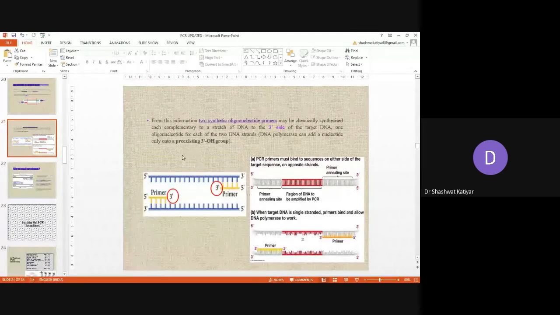Next, there are two synthetic nucleotide primers, which may be chemically synthesized, each complementary to a stretch of DNA to the 3' side of the target DNA. One oligonucleotide for each of the two DNA strands can be extended with the help of the polymerase enzyme. One strand is 5' to 3', and the other complementary strand is 3' to 5'. The primer binds on the 3' end. So this is a 5' to 3' primer, and here is a 5' to 3' primer, and this primer will extend the DNA chain with the help of the DNA polymerase enzyme. So is this a DNA primer or an RNA primer?